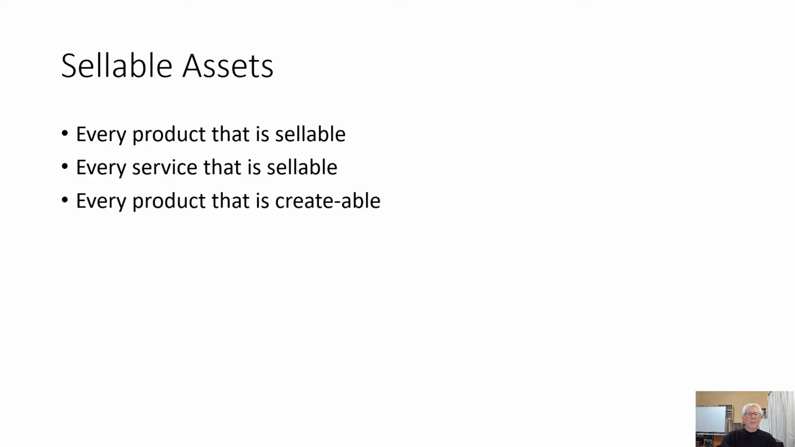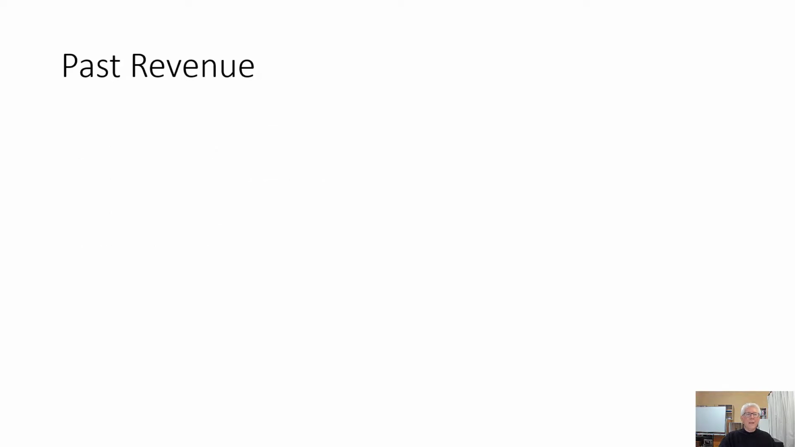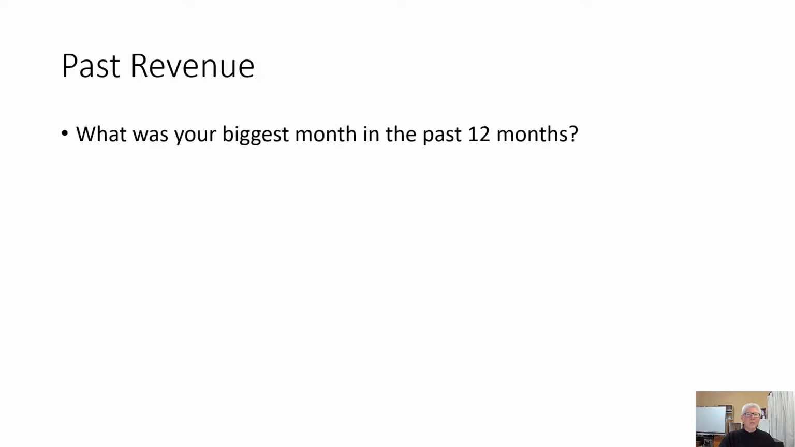And then there's sellable assets. Every product that you have that is sellable, every service that is sellable, every product that's creatable, so as needs emerge, and every service that is creatable. And then we move on to past revenue. What was your biggest month in the past 12 months? The thing about that is this gives us clues to what's selling and what's not. And we can really start to dig into your CRM system, your accounting system, your sales system, and really see what's working and what's not.